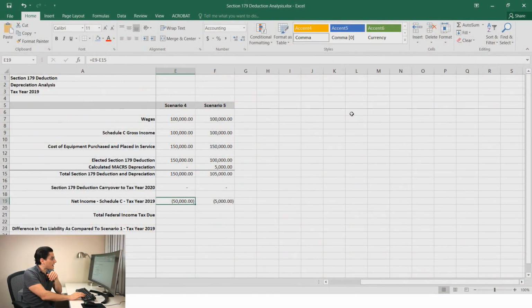Now, in Scenario 5, you can see here that we're not taking the full deduction. We're only taking $100,000, and then there's some MACRS depreciation being calculated on there as well of $5,000. So let's take a look at what that looks like.